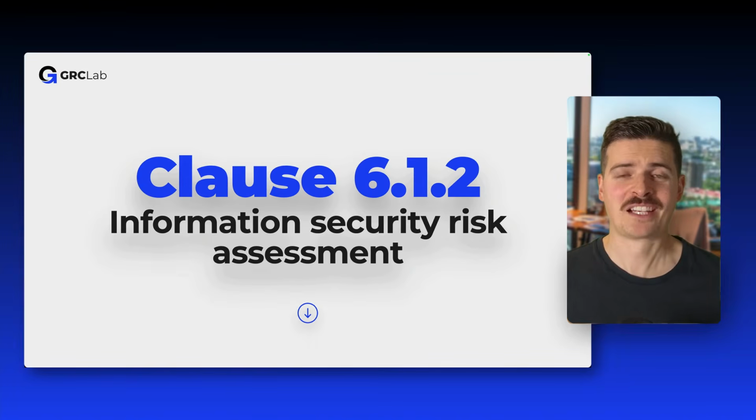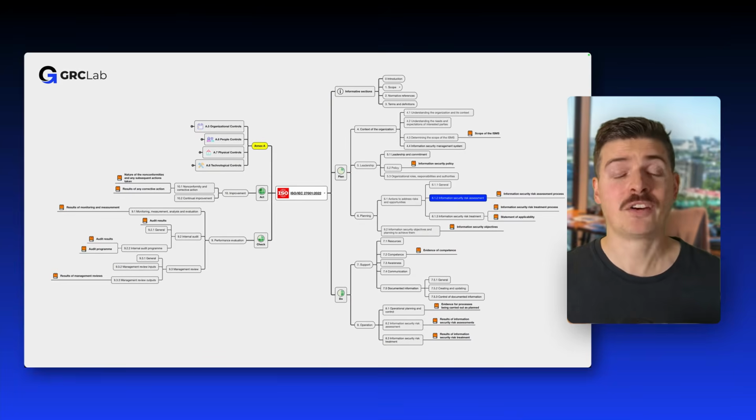Let's take a closer look at Clause 6.102, which is titled Information Security Risk Assessment. But first, a very important clarification. There are two clauses in the standard with the exact same title. This is Clause 6.102 and Clause 8.2. They are both titled Information Security Risk Assessment.